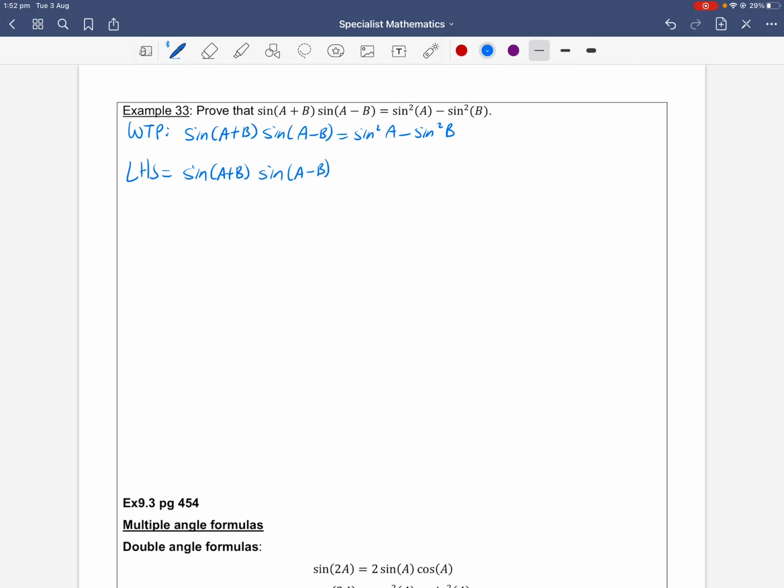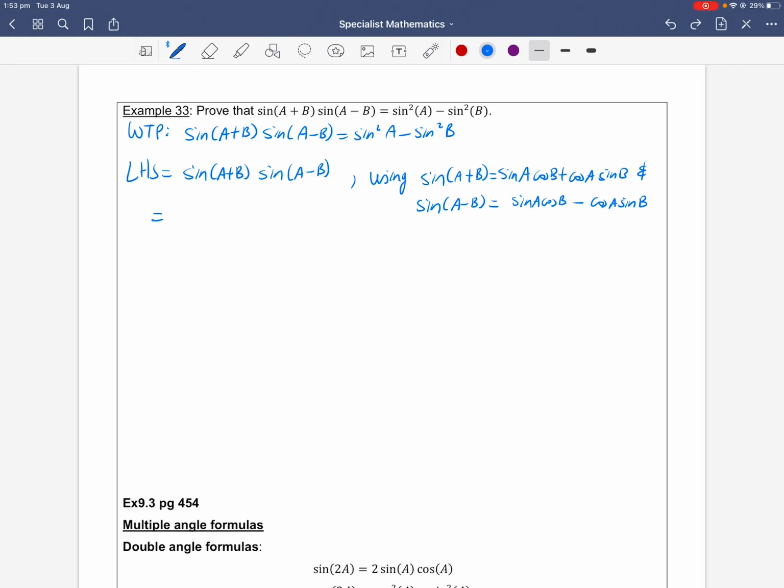So then this is where we flick to our formula sheet and copy down what sine of a minus b and sine of a plus b is. So I'm going to say, using from the formula sheet, sine of a plus b is sine a cos b plus cos a sine b. And we're going to use from the formula sheet a minus b, which says sine a cos b minus cos a sine b. So we've written down what we're going to use, so let's actually apply it.